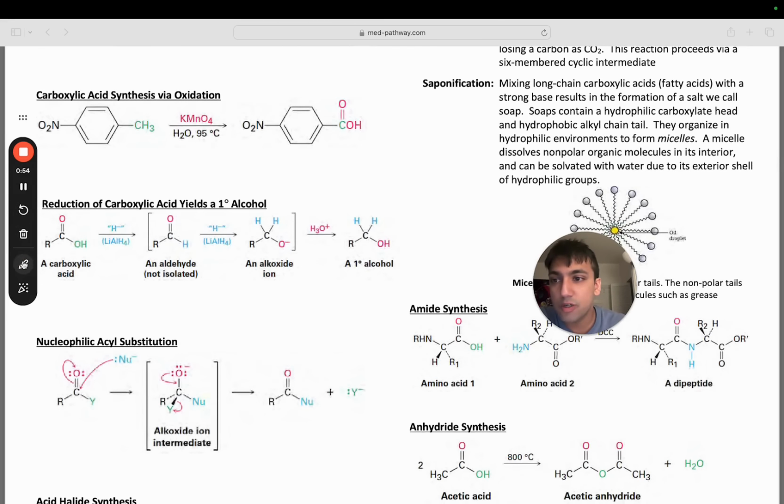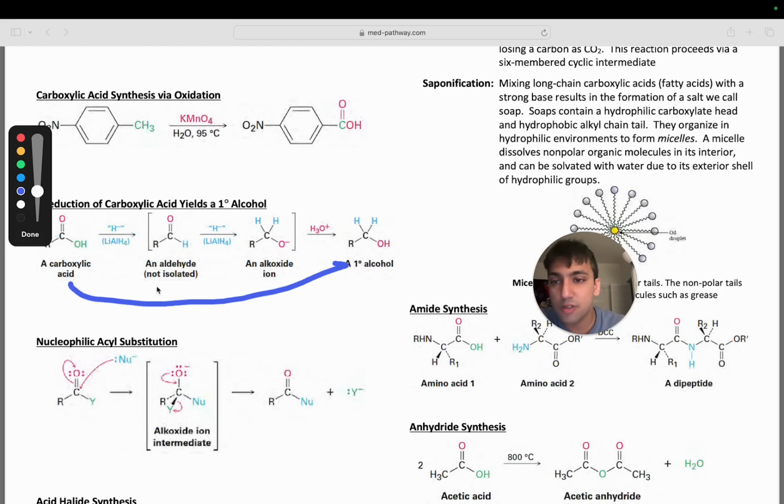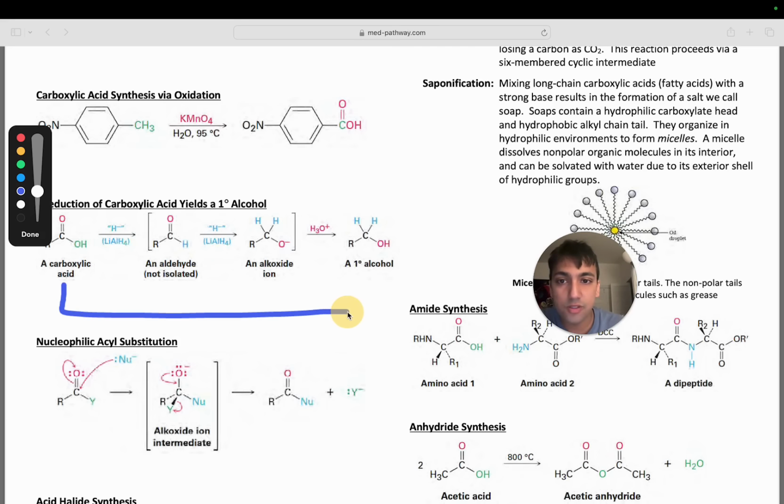This is another one where you just have to memorize that, okay, we have a carboxylic acid. You use that LiAlH4, which is one of the things that reduces compounds. This reaction allows it to ultimately get reduced, right? So you can see that a carboxylic acid is getting reduced to an aldehyde, and then it's going to get reduced to an alkoxide ion, and then you just add a proton to that to get this into this. So essentially what you're taking is a carboxylic acid and you're reducing it in multiple steps into a primary alcohol.